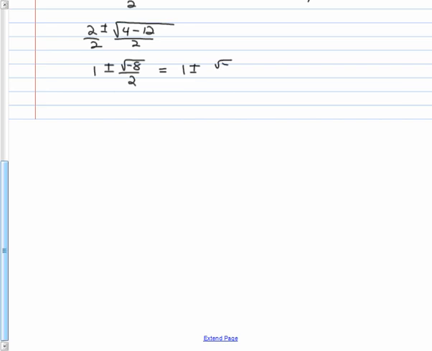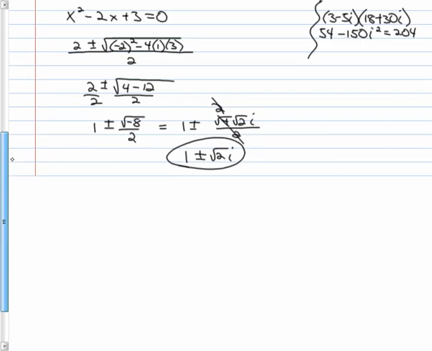4. Square root of 4, square root of 2. There's going to be an i out there. What's the square root of 4? 2. What happens to this 2 over 2? 1 plus or minus square root of 2i. There are my last two. My last two are also imaginary complex numbers.